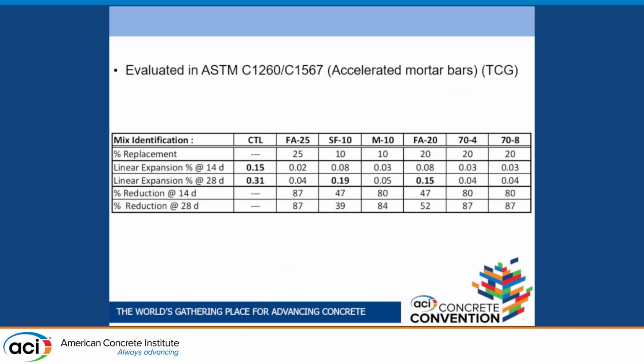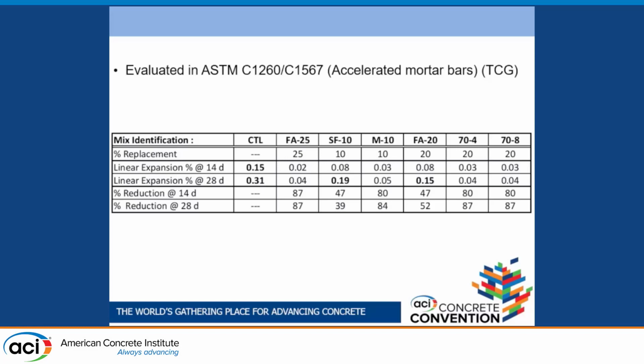Here we go. So anyway, the various mixes we looked at, we had a control mix. These were all at a 0.38 water cement ratio, I believe, and it was basically a durable mix. We looked at fly ash, silica fume, metakaolin, fly ash at a higher level, and the product, particular product at 0.4 microns and 8 microns. And we looked at anywhere from 25 to 20% replacements.